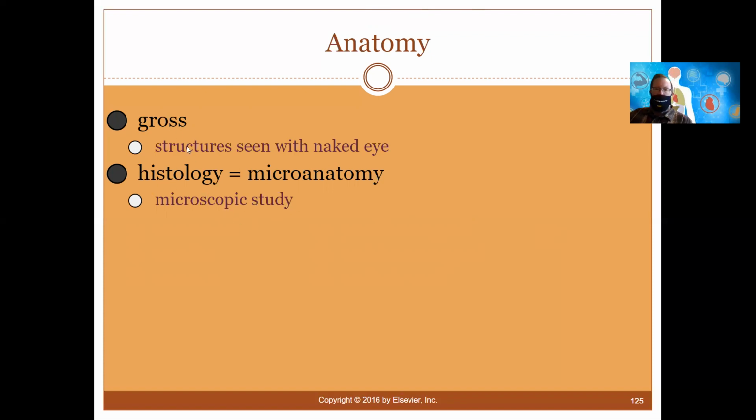So histo, histology, equals microanatomy. More specifically, really, histo deals with tissues. So histology is the study of tissues. Cytology would be the study of cells, right? Cyto means cells. But generally, we discuss viewing microscopic anatomy as being histology. Because again, we don't really look at individual cells, we look at groups of cells, which are tissues.